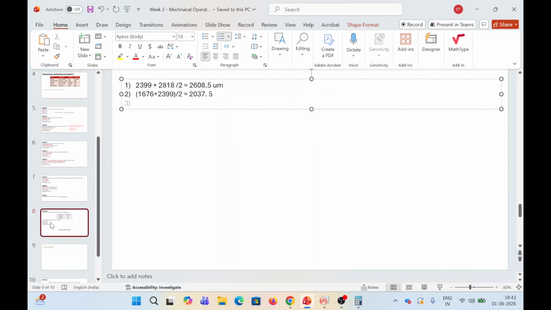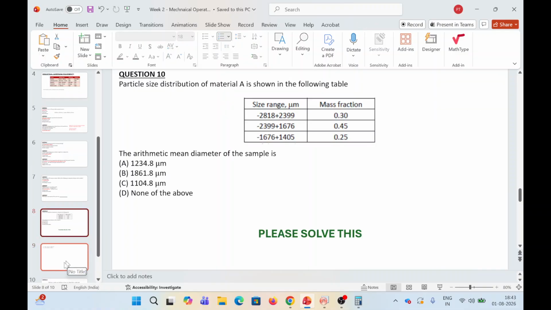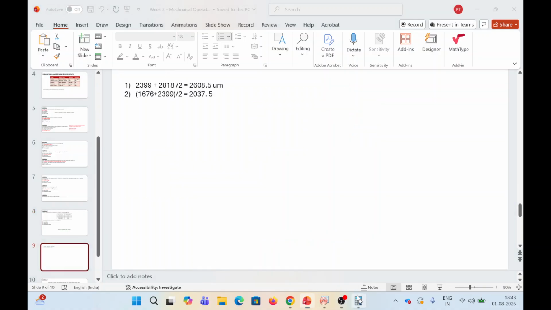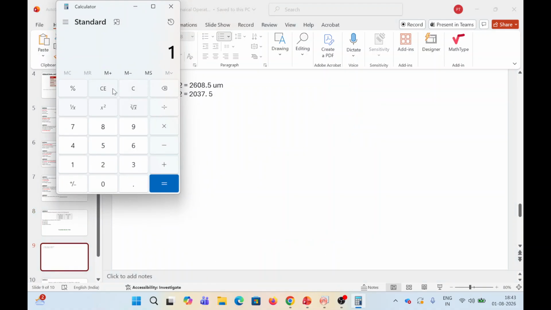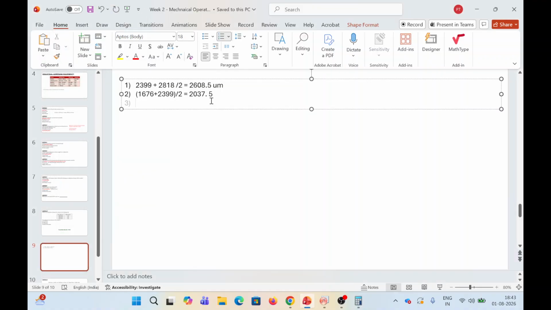Next is 1676 plus 1405. So 3081 divided by 2 is 1540.5.